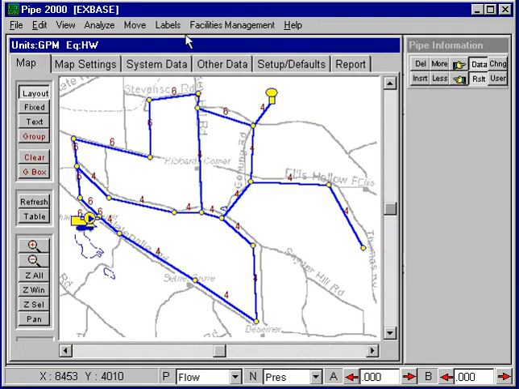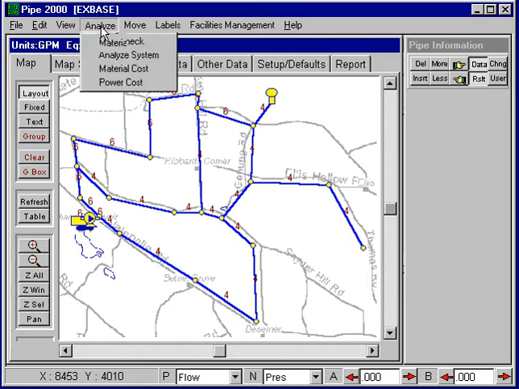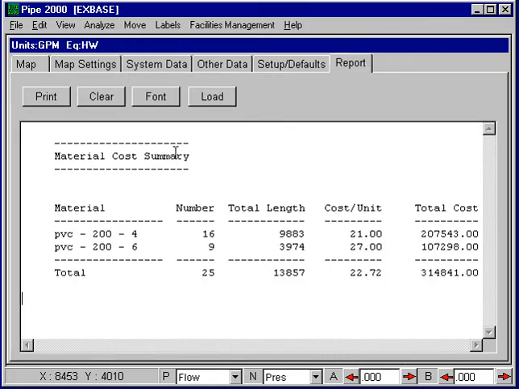So under the analysis routine, we can do a material cost analysis. It will add up the various types of pipes and the cost of all the individual types that are defined in the pipe type table. So I go into this and we see that we have 16 sections of 4-inch pipe, total length, the unit cost, and this is the total cost. And the same with the 6-inch pipe. So we have a summary here of the costs involved for these two types of pipes.